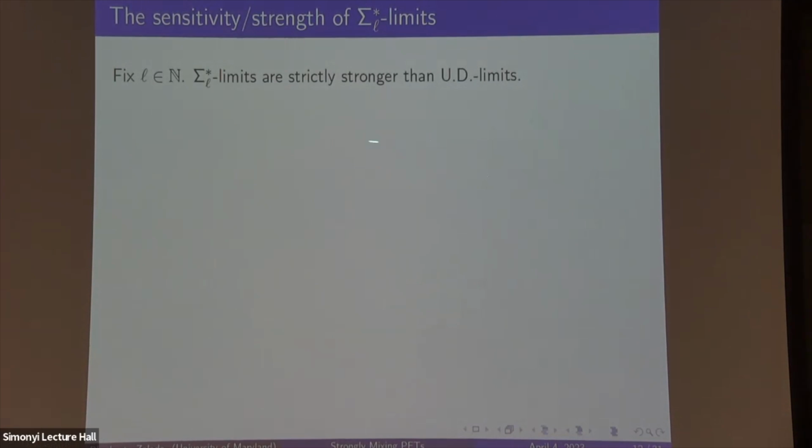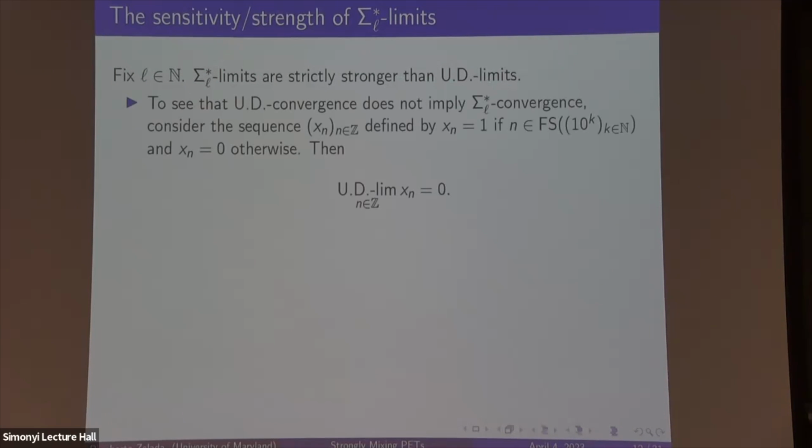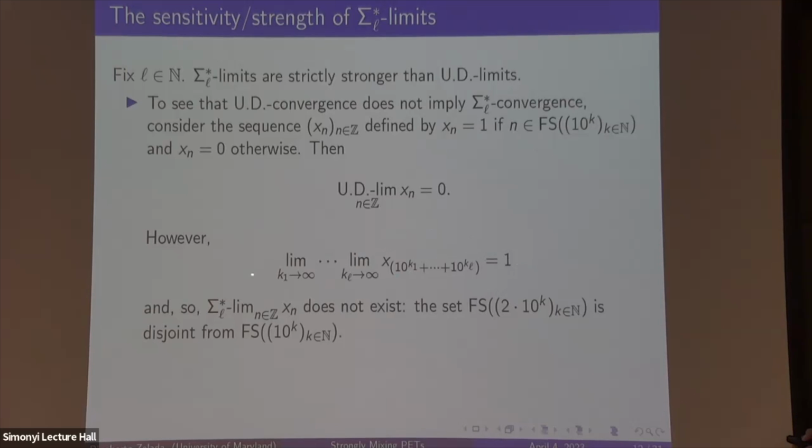All right. So we were talking about how sigma L star limits imply UV limits. The first direction connects with what I mentioned at the beginning, which is the sets of finite sums. And the example is if you take a sequence xn, which is 1 whenever n is in this set of finite sums, and 0 otherwise, then the UV limit is 0, right? That's what we said at the beginning. The issue is that now we can take K1 through KL and put them in this sum here. And it turns out that any of these sums is in the set of finite sums. So this xn is equal to 1, which is not 0. So the limits are different, right?